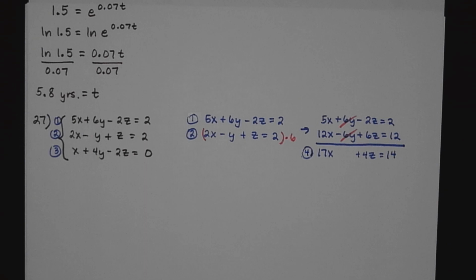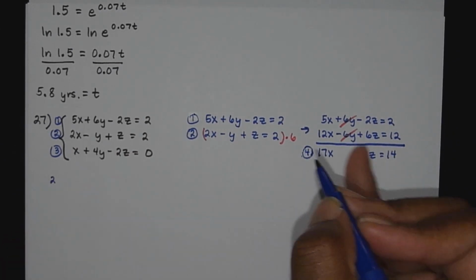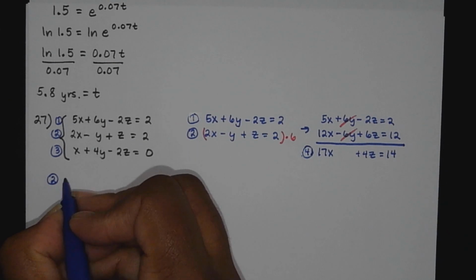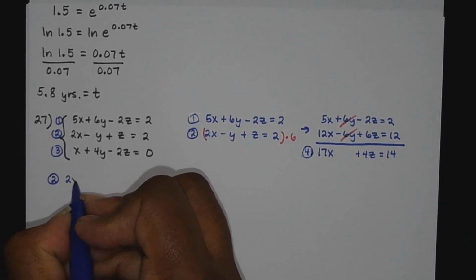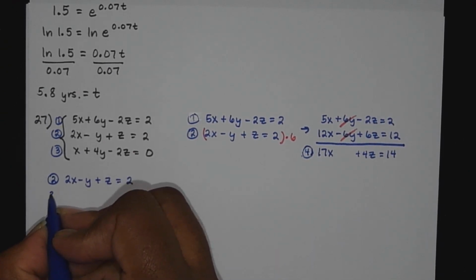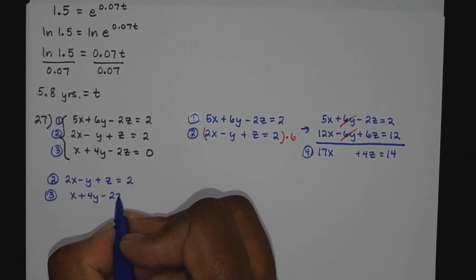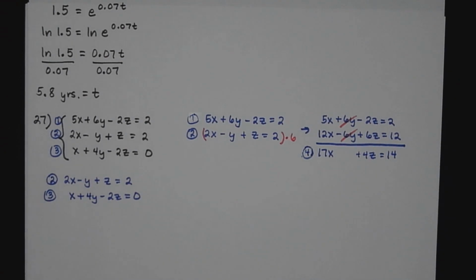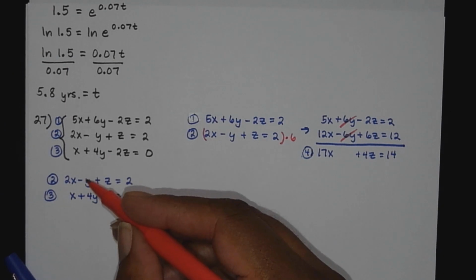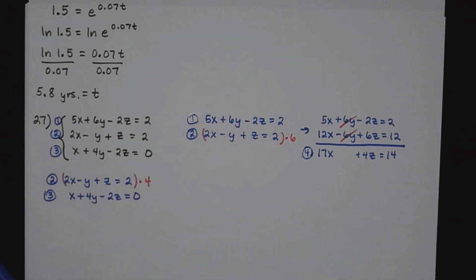So now let's use another pair of equations. Let's try 2 and 3, and eliminate that y, since we already eliminated a y in equations 1 and 2. So equation 2 will be 2x minus y plus z is equal to 2. Equation 3, that's x plus 4y minus 2z equals 0. Now, if we're going to eliminate the y, we got a 4y, but if I want that minus y to be minus 4y, I need to multiply that top equation by 4.